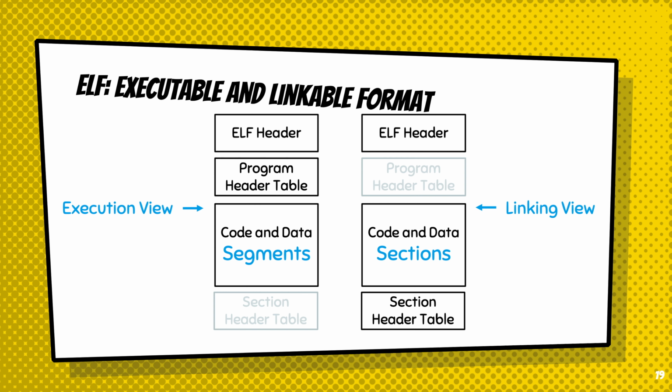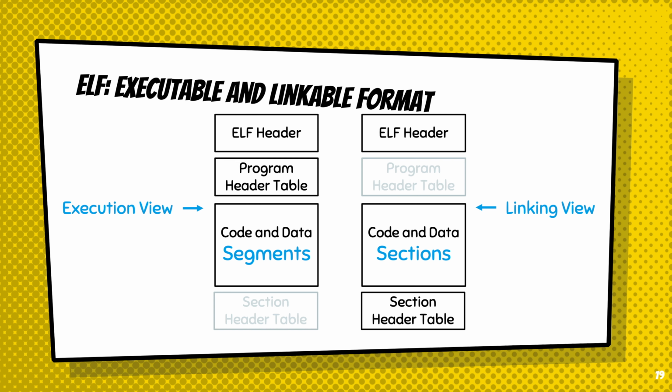The program header table and section header table are optional depending on the actual format of the ELF binary. If the ELF binary is an executable, then the section header table is optional. So actually, when a computer executes an executable file, what it really cares about are the segments coming from the program header table. So the execution view of an ELF binary is actually the header, program header, and code and data segments.